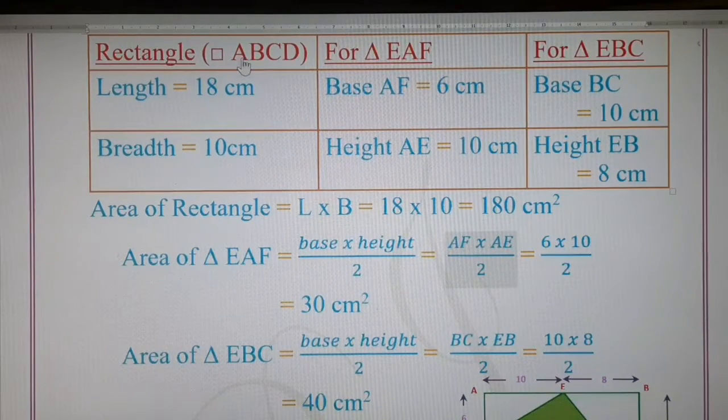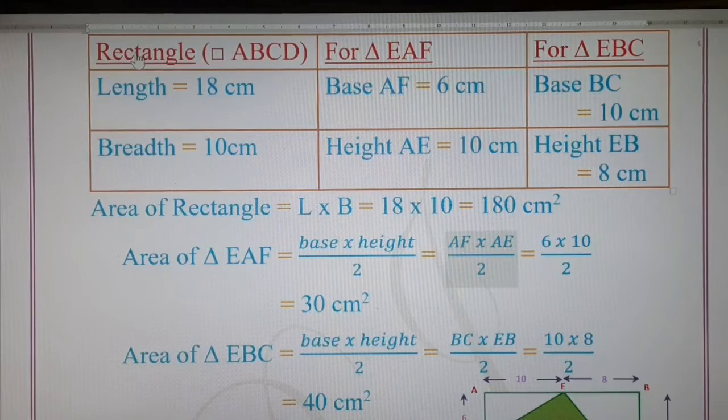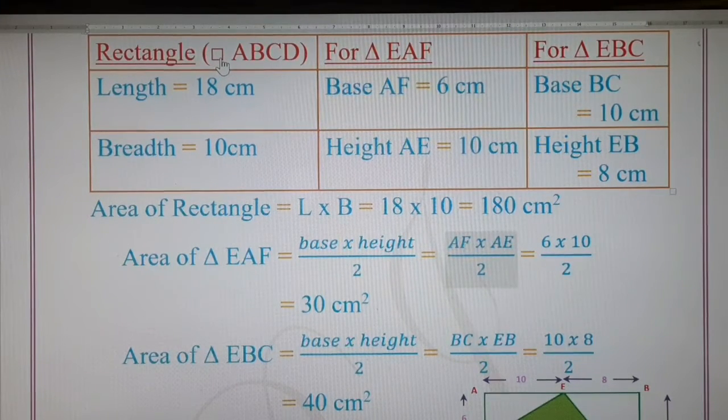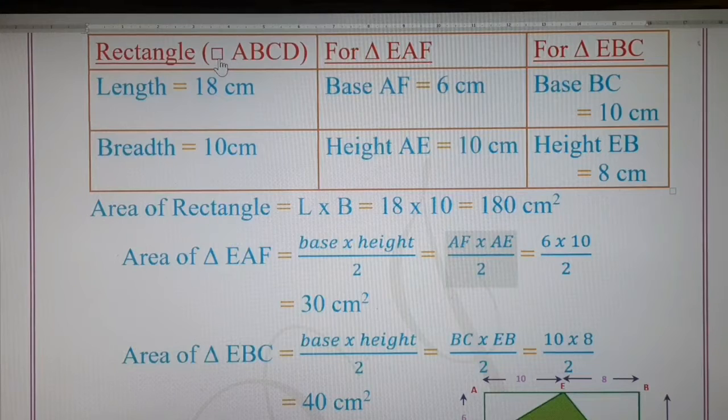So rectangle, what is the name of the rectangle? That is rectangle ABCD, or we can say quadrilateral ABCD. This square symbol, we will read it as quadrilateral. Quadrilateral is a polygon which has 4 sides. A rectangle has 4 sides. So this is the mathematical symbol used for a quadrilateral or any shape which has 4 sides. So this is read as quadrilateral ABCD.